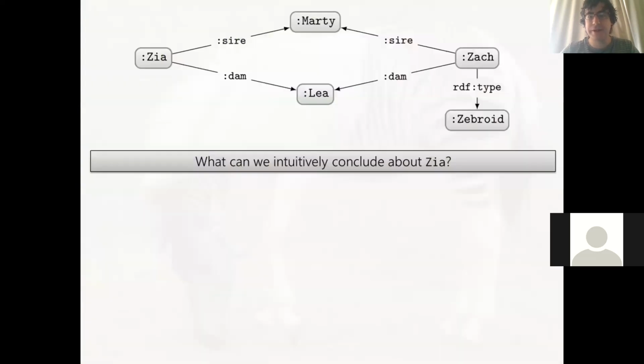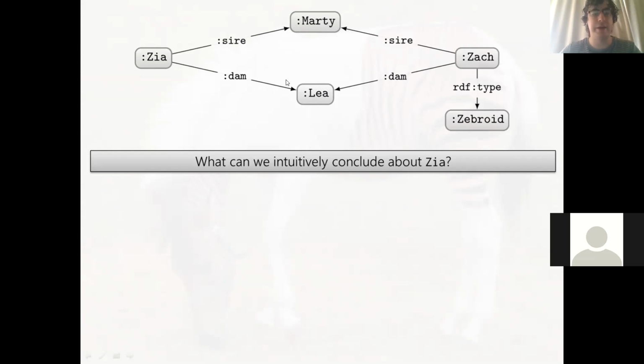So if we take an example of an RDF graph here, a relatively simple RDF graph, we see that we have a zebroid, and we have a sire, which is like a horse father. Zach's father is Marty. Zach's mother is Leah. Dam is like the horse version of mother in English. And then we have Zia here to the left. And we see that Zia effectively has the same father, the same mother, the same parents.